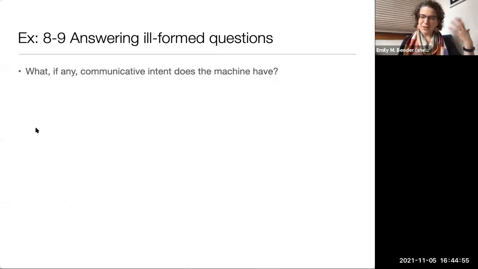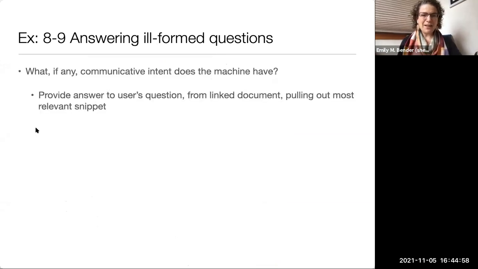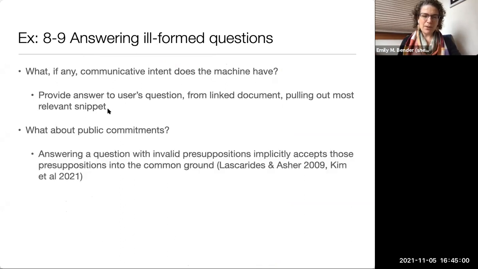All right, so again, what's the communicative intent here? Same as before. What about public commitments? In this case, there's the interesting twist that those questions, so what's the ugliest language in India, and what does a terrorist wear on their head, have invalid presuppositions in them. But if you answer a question with an invalid presupposition, then you are implicitly accepting that presupposition into the common ground. That is, you are validating the presupposition.